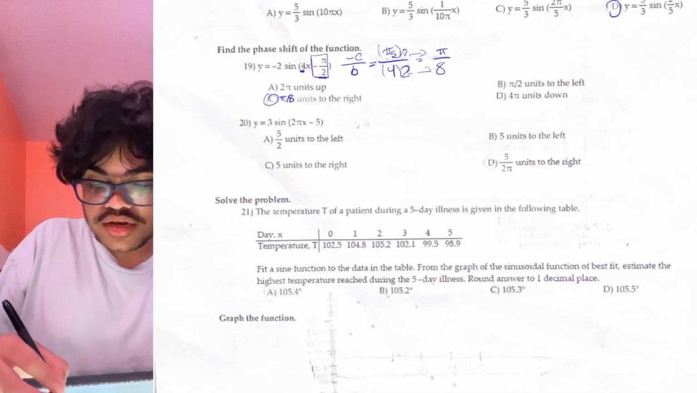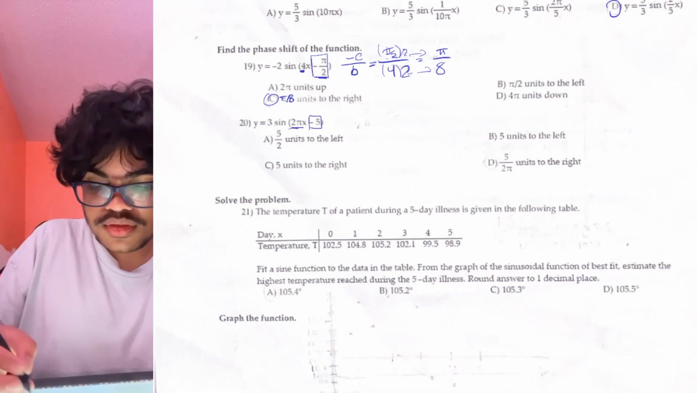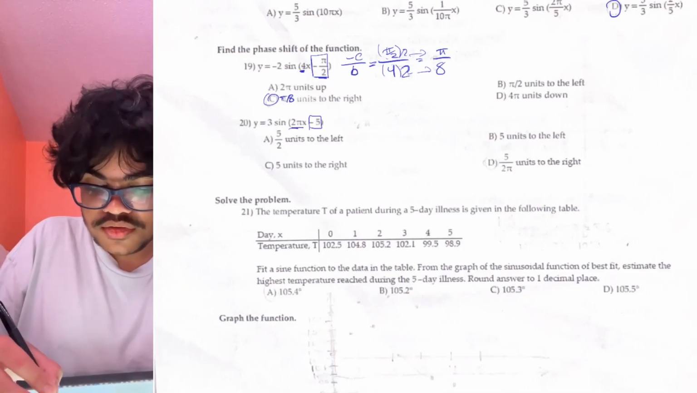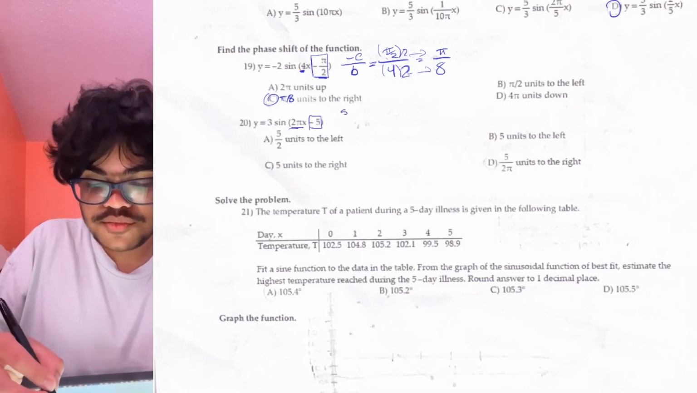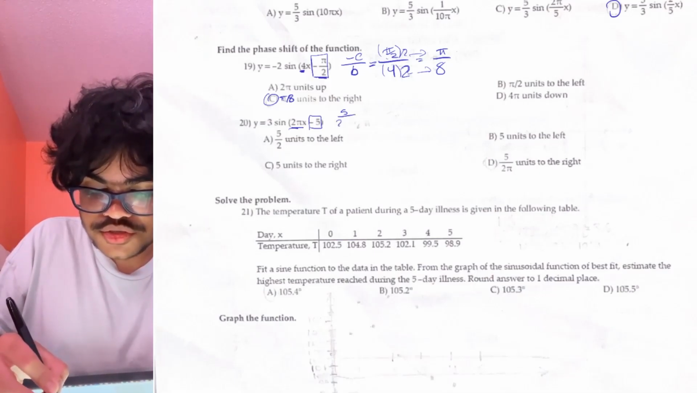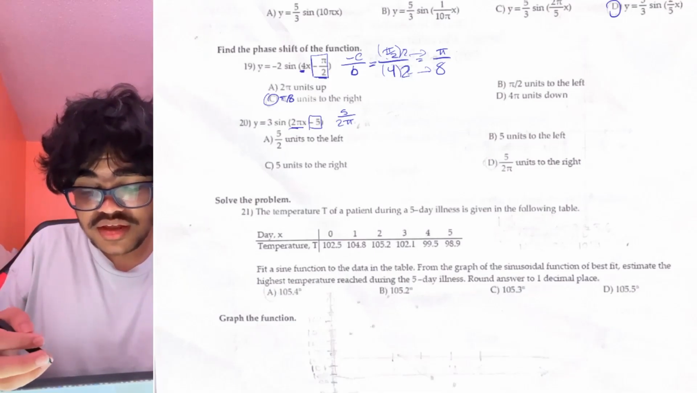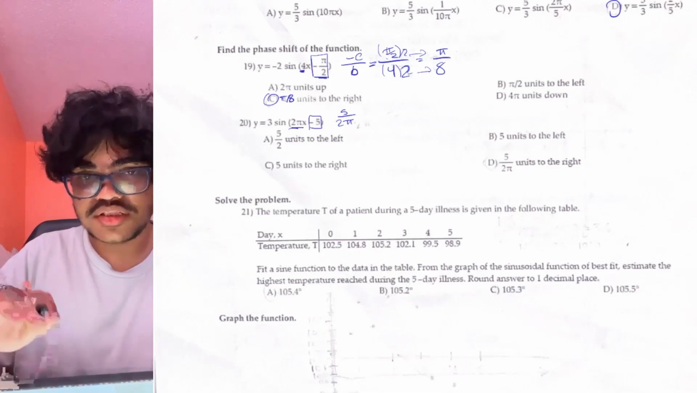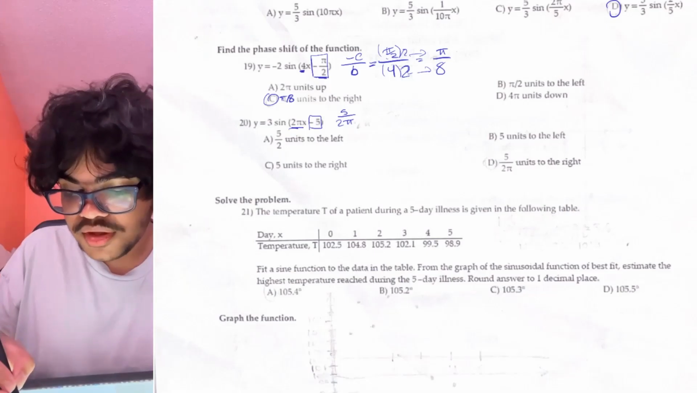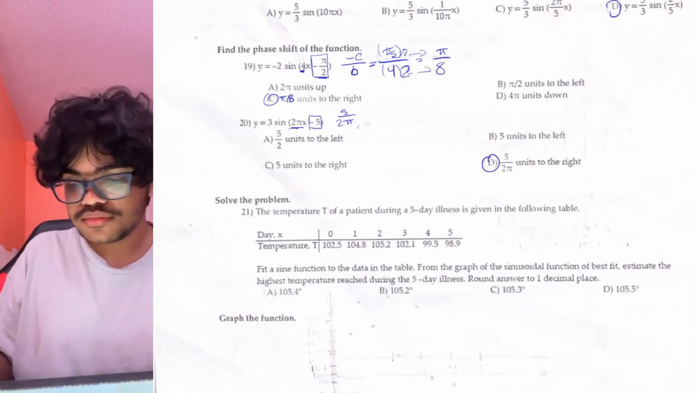So again, negative c over b. Our negative c will be just positive 5, because this is negative 5, over b, which is 2 pi. And right here, we can't really simplify it. It's just going to be 5 over 2 pi, because you can't simplify 5 over 2. But it corresponds to this right here.